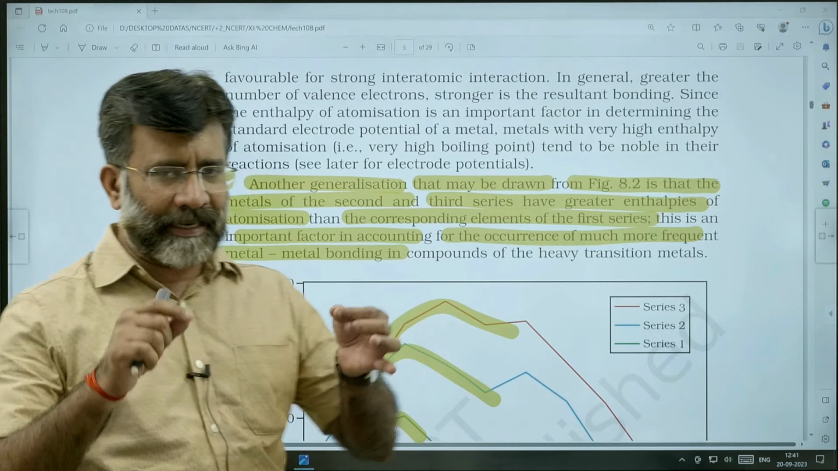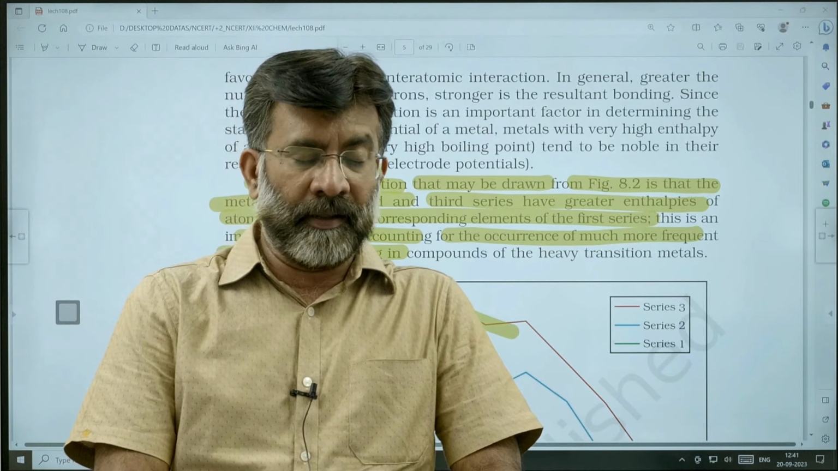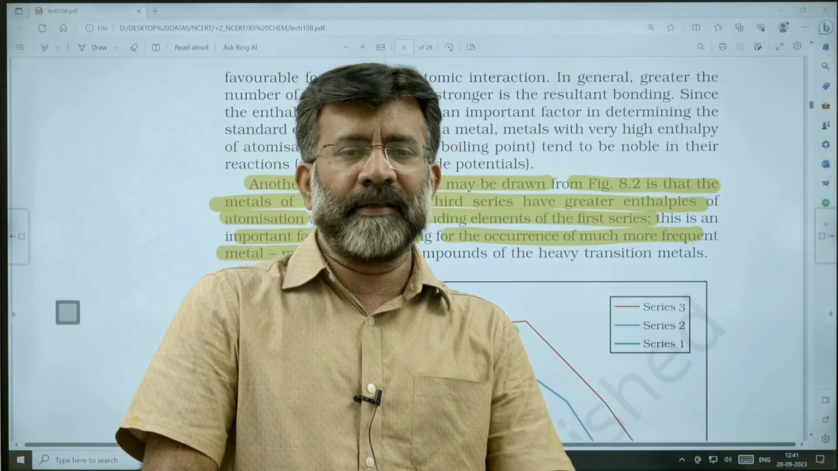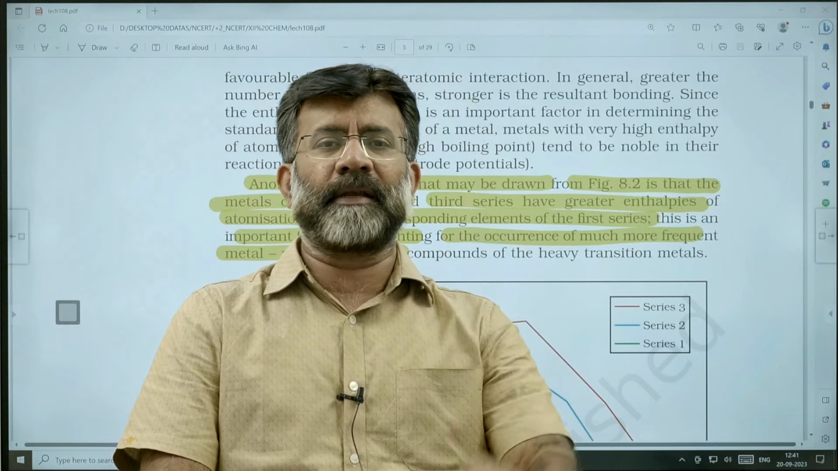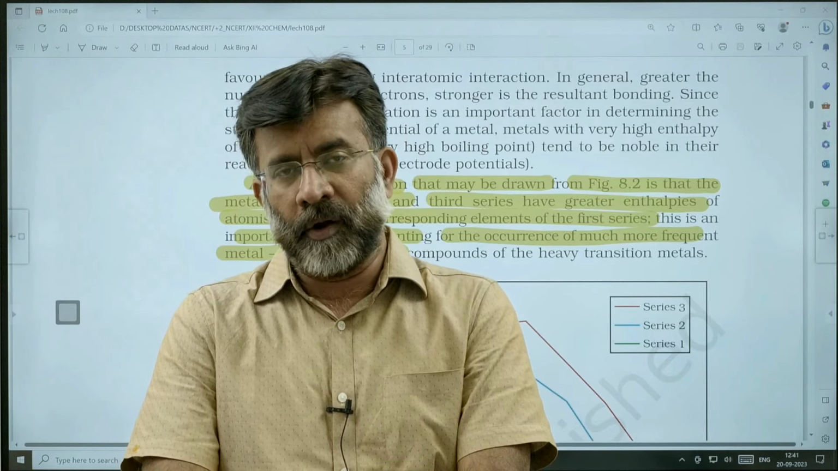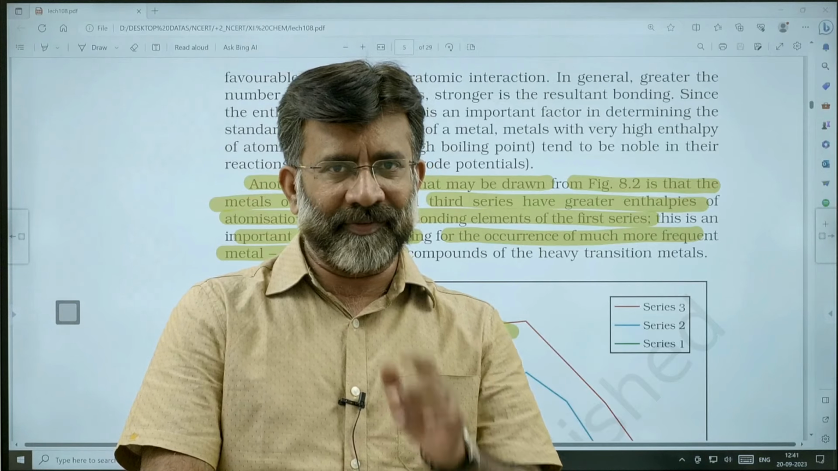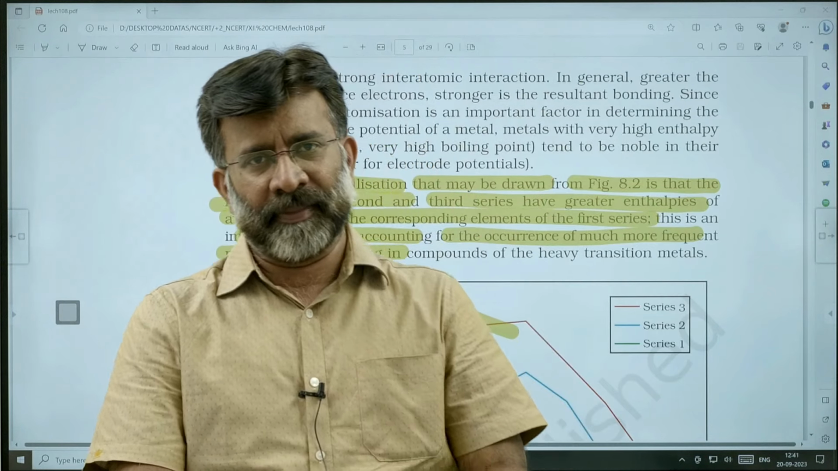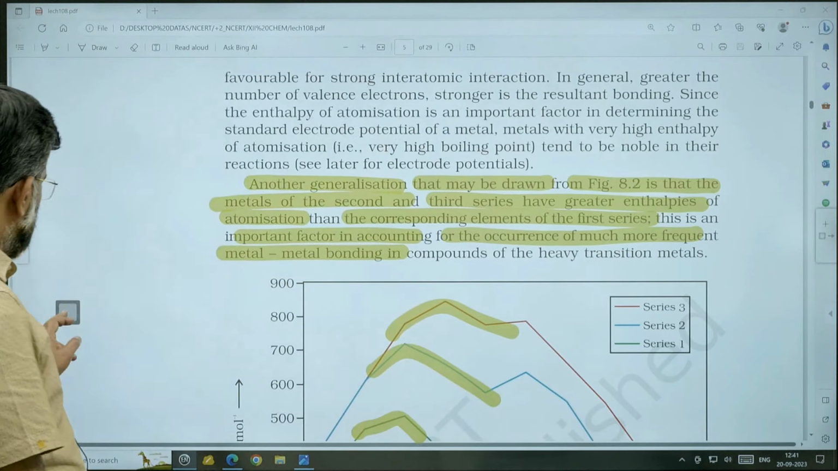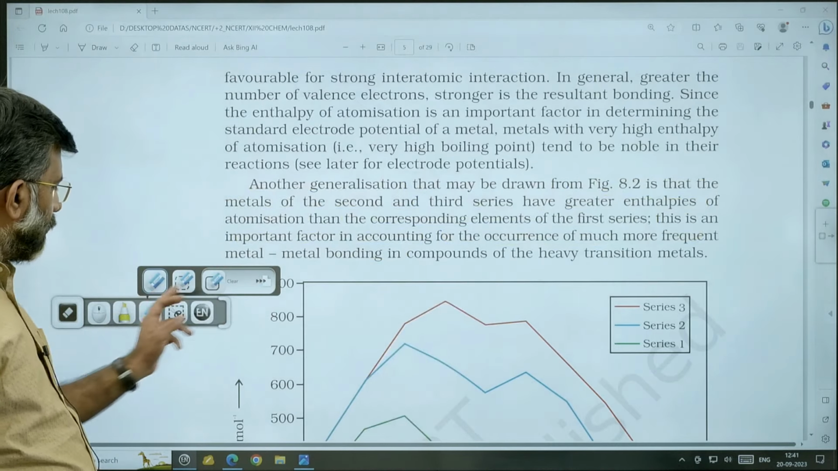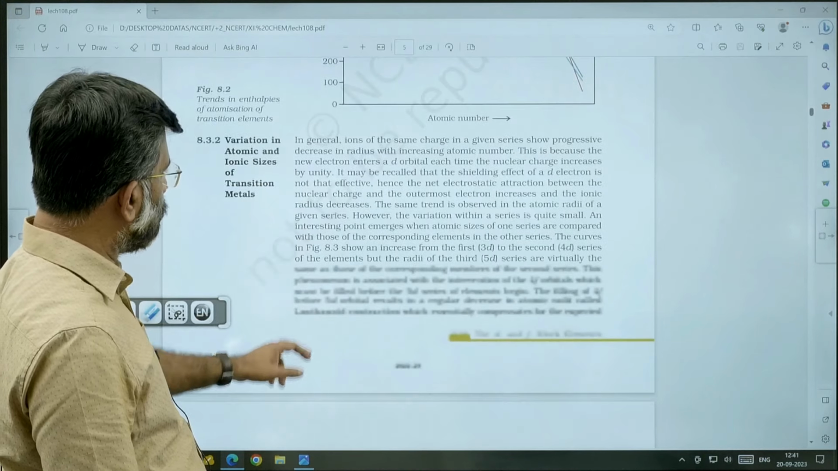So whether it is dealing with the enthalpy of atomization or the melting point value, it is closely related to metallic bonding character. Greater metallic bonding, metal-metal bonding is observed in heavy members. Which heavy members? Not the first series, but the second and third series, that is 4d, 5d series, right? So that is about melting point and a comparative study on the enthalpy of atomization, right?